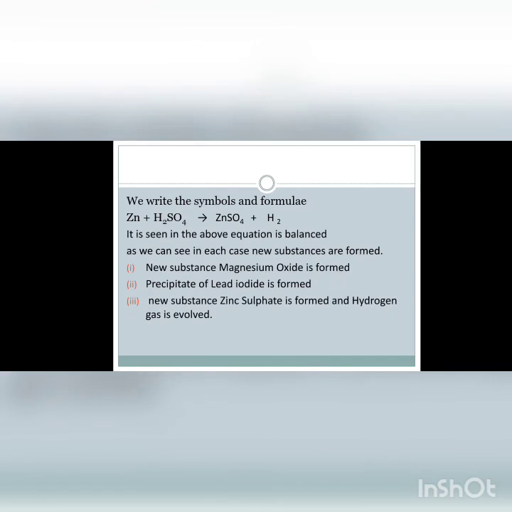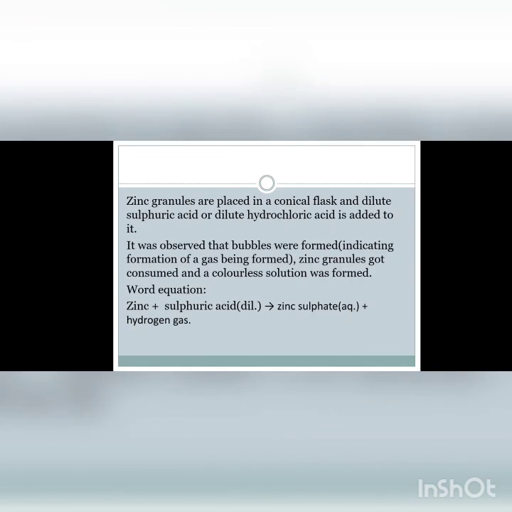As we can see in each case, new substances are being formed. New substance in the first case was magnesium oxide. New substance in the second case was a precipitate of lead iodide, and in the third case zinc sulfate and hydrogen. So all of the above are chemical changes which are represented using chemical equations. So thank you.